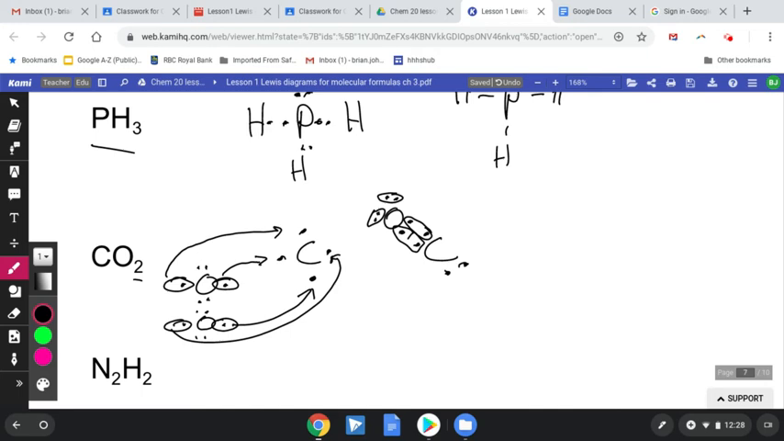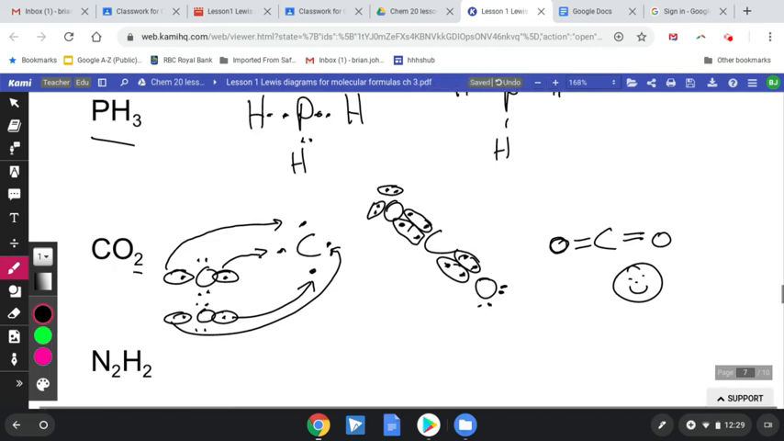Same thing on the other side. Oxygen's 2 bonding electrons are used to make a double bond, and its 2 lone pairs sitting like that. I draw this out as a structural diagram, C double bond O, C double bond O. Hopefully you're starting to feel better about these.